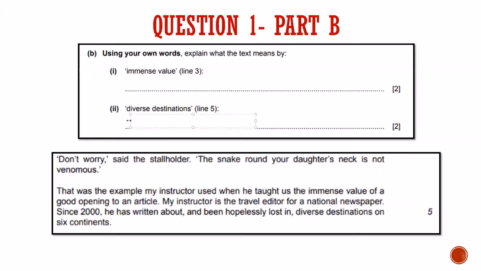Now the second phrase is diverse destinations. Diverse means different. Diverse means various. Diverse means multiple. Diverse means distinct, right? So these are all the possible synonyms which I can think of right now.